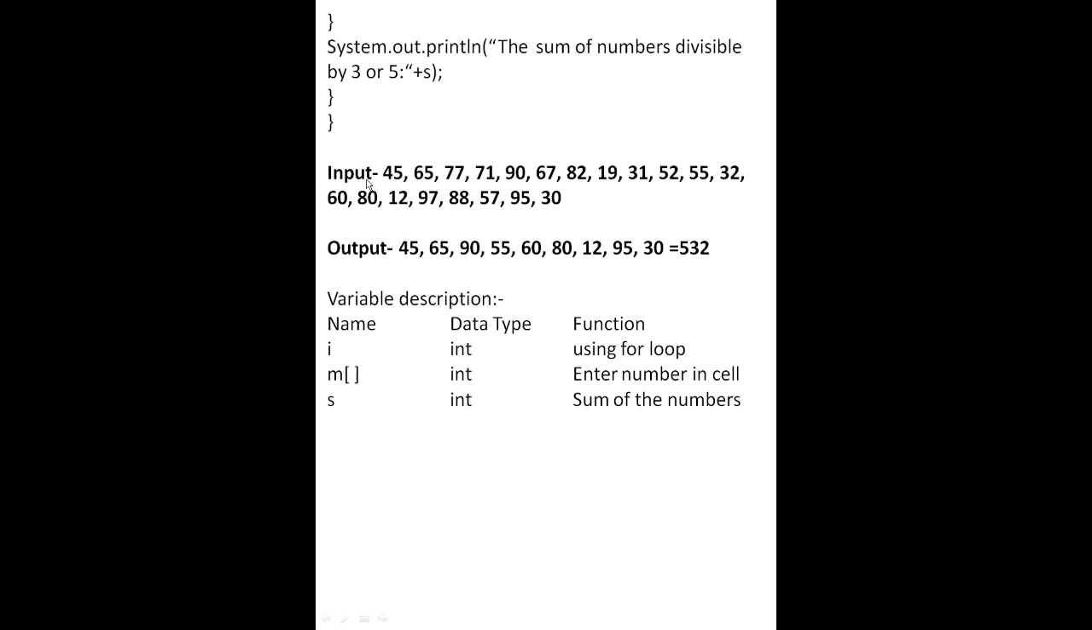I have taken 20 numbers here. First it will write the numbers which are divisible by 3 and 5. The numbers are these. Then the sum of these numbers will become 532. The output will be 532. Then for the variable description you will write i, loop; m, int, enter sum in cell; s, int, sum of the numbers.